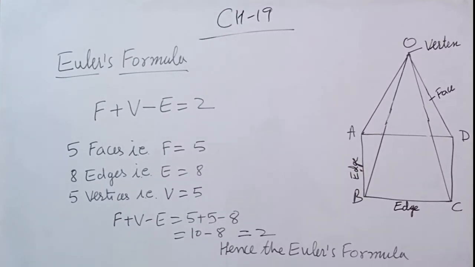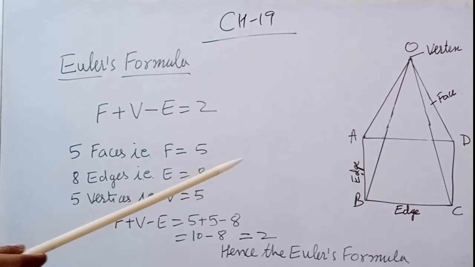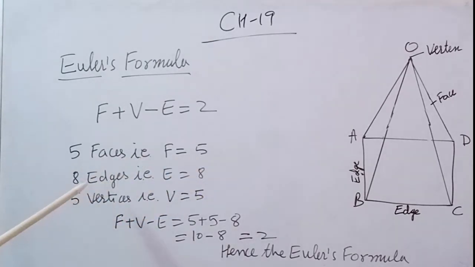Children, now we will study the Euler formula, which is F plus V minus E equal to 2. F is faces, V is vertices, E is edges. In the following figure, we have 5 faces, 8 edges and 5 vertices. Now put the values in the Euler formula: 5 plus 5 minus 8, 10 minus 8, that is 2. Hence the Euler formula holds.